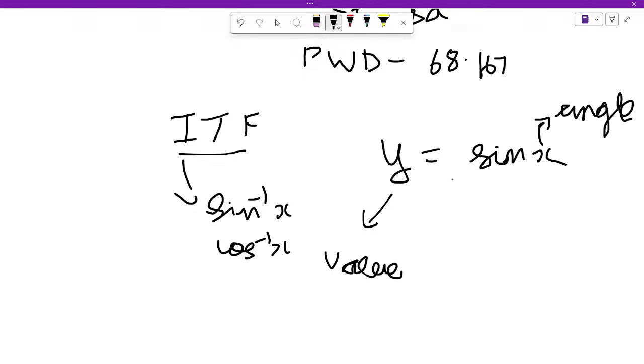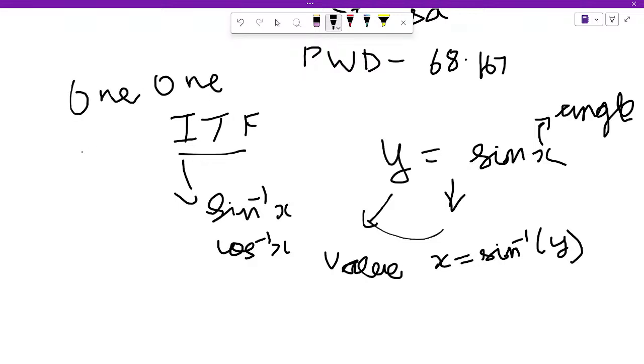Now we need to find the inverse of this particular function. The inverse of this function is given by x equal to sine inverse y. In the chapter relations and functions, we have learned different types of functions. Some can be one-one, some can be onto, and some advanced functions like many-one, bijective, surjective, injective, etc. So inverse is also a type of function.